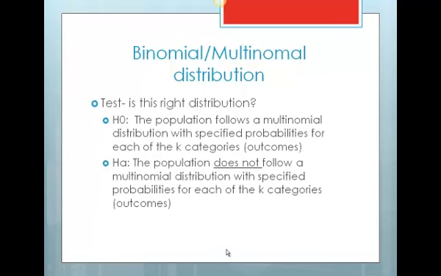So what exactly are we looking at with this hypothesis? We're testing, is this the right distribution? H0: the population follows a multinomial distribution with specified probabilities for each of the k categories or outcomes. HA: the population does not follow a multinomial distribution. So H0 is always that we selected the correct distribution, and HA is always that we did not select the correct distribution.